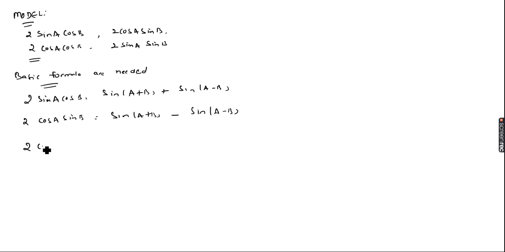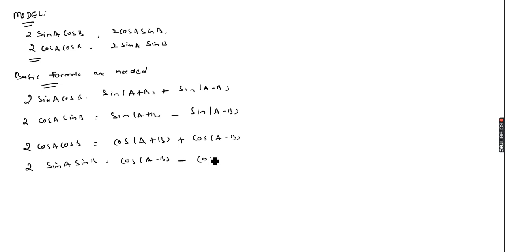And next, if 2 cos A cos B, there are two cos functions involved. Because cos is an even function, it is written as cos of A plus B plus cos of A minus B. If two sines are involved, 2 sin A sin B, then it can be written as cos of A minus B minus cos of A plus B. So that is the model: 2 sin A cos B or 2 cos A sin B or 2 cos A cos B or 2 sin A sin B.